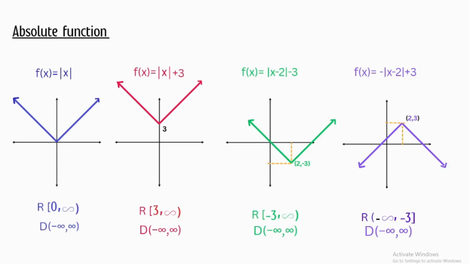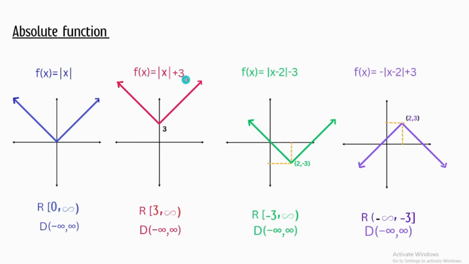Let's see the absolute value function. It's the same idea as the quadratic function. This function has a vertex, and this vertex determines the range of the function. The domain for all kinds of absolute value functions is from minus infinity to infinity. Let's see the range for this absolute value. The minimum value is from 0 to infinity, closed at 0.